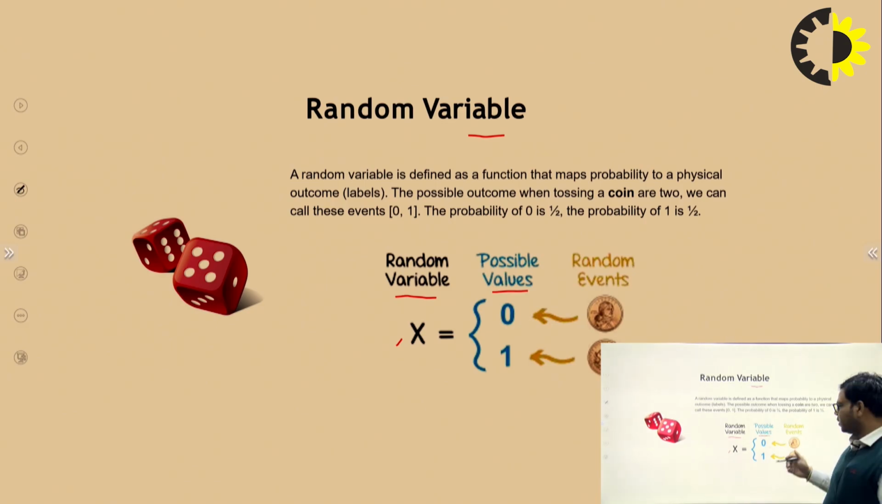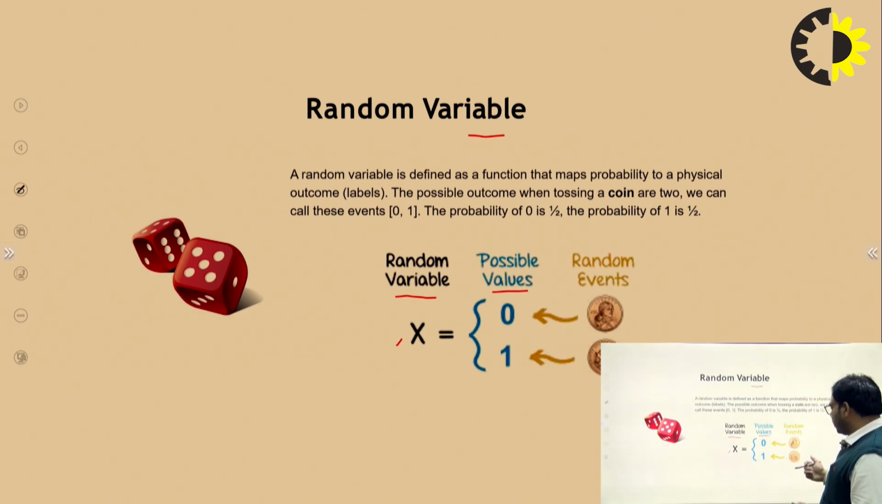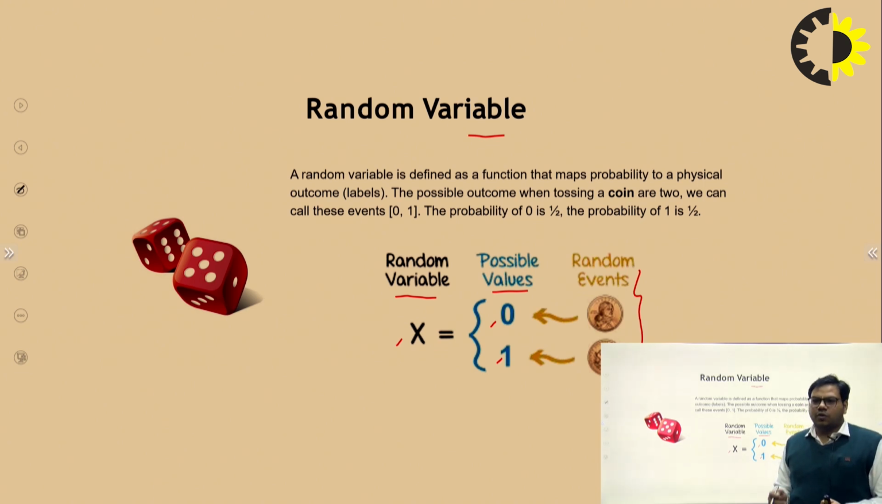Maybe like in the case of a coin, we have either 0 or 1, or I can say head and tail. So we can represent head as a 0 and tail as a 1. So possible values are 0 and 1, and these are random events, which means if I flip a coin, there could be a heads or there could be a tails. So the possible values could be 0 and 1, which is totally random. There is no dependency on any other thing.